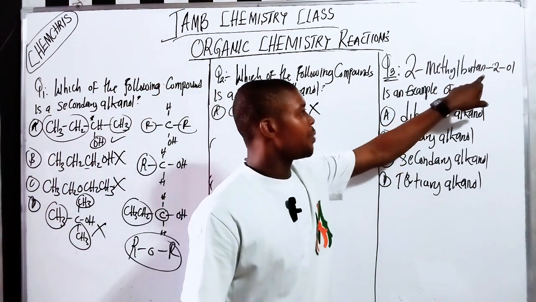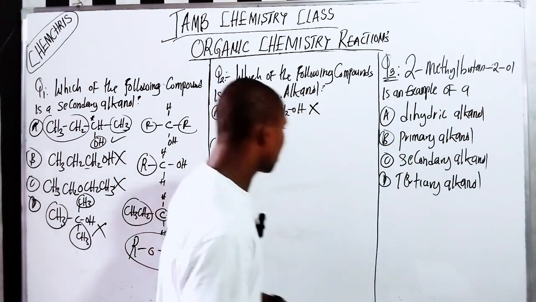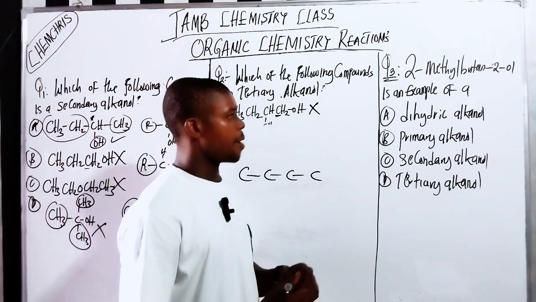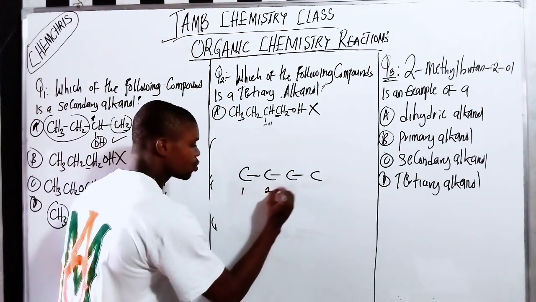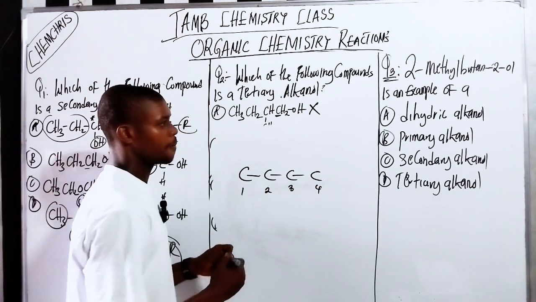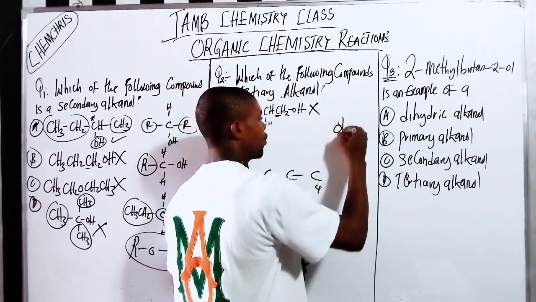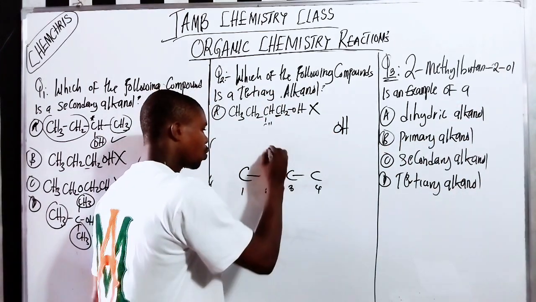Therefore, the parent name is called butan-2-ol. But means four carbon atoms: 1, 2, 3, 4. Now remember, you can start the numbering from any point, so you can start your number from here: 1, 2, 3, 4. It's okay. Now this 2-ol means that it is an alcohol, OH, and the OH is on carbon 2. So you have OH.